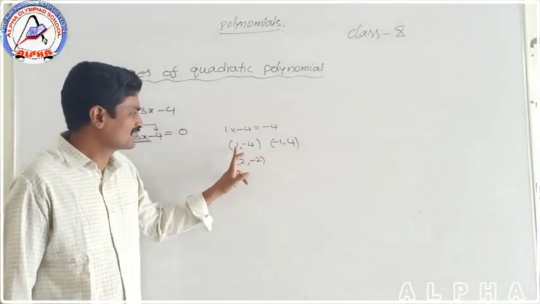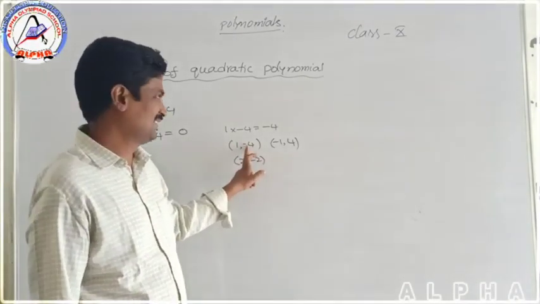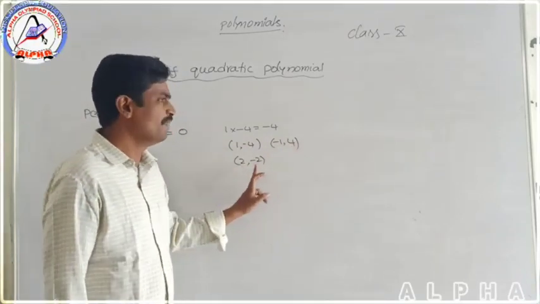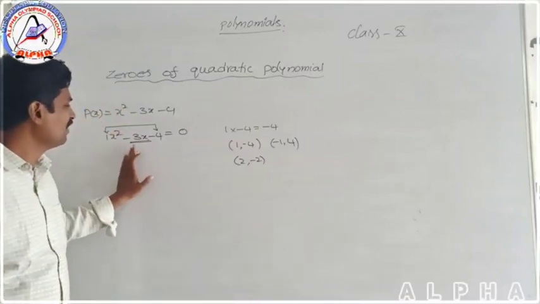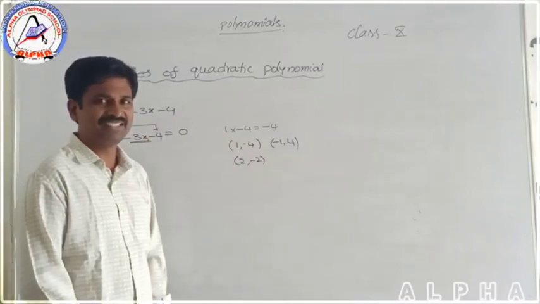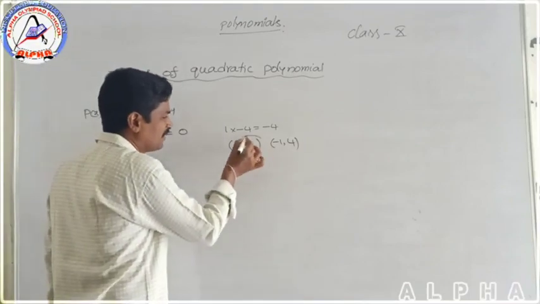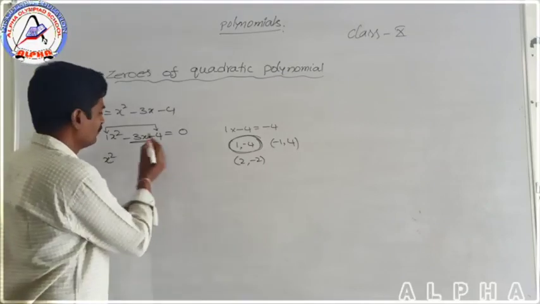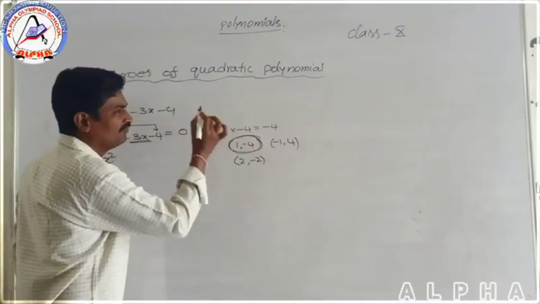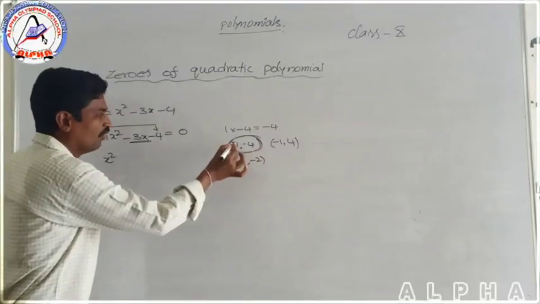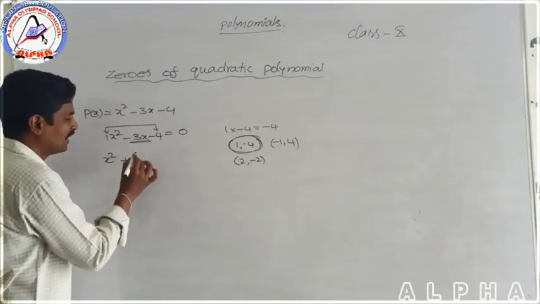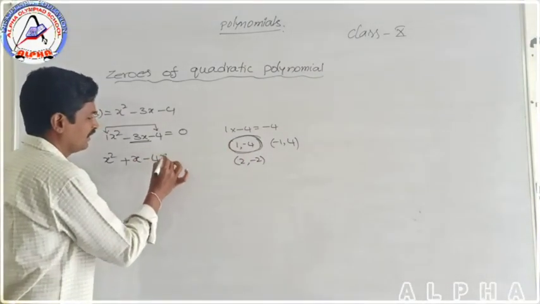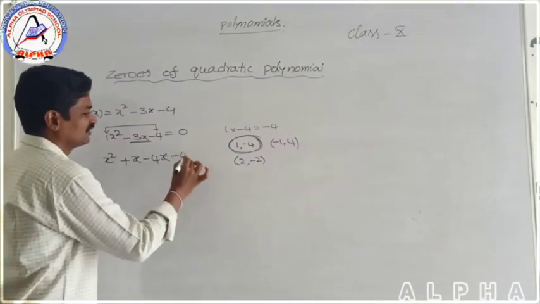Now in these pairs, which pair is suitable to get minus 3 when we add the two factors? Here, add the two factors: 1 minus 4 is minus 3, minus 1 plus 4 is 3, 2 minus 2 is 0. Here we want minus 3. In this pair we are getting minus 3. So we write minus 3x as the sum of these two numbers: x squared plus 1x minus 4x minus 4 is equal to 0.